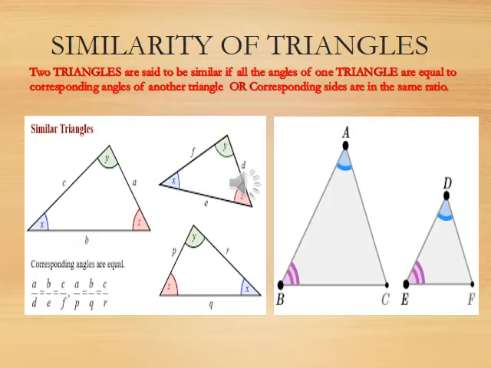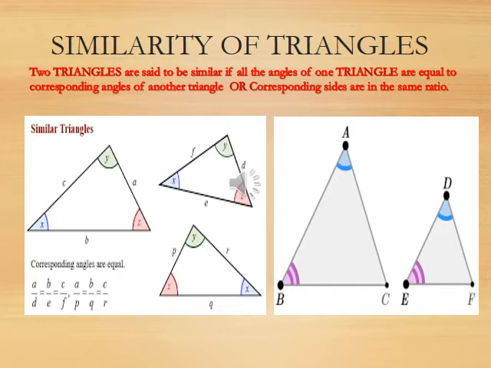Similarity of triangles. Observe two figures which are given in this slide. Two triangles are said to be similar if all the angles of one triangle are equal to corresponding angles of another triangle or corresponding sides are in the same ratio. Just see the difference here. When we talk about polygons in general, two polygons are similar if and only if all angles are equal and all sides are in equal proportion. But two triangles can be similar if all corresponding angles are equal or corresponding sides are in the same ratio.